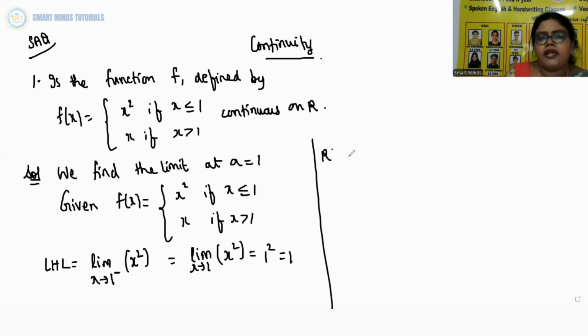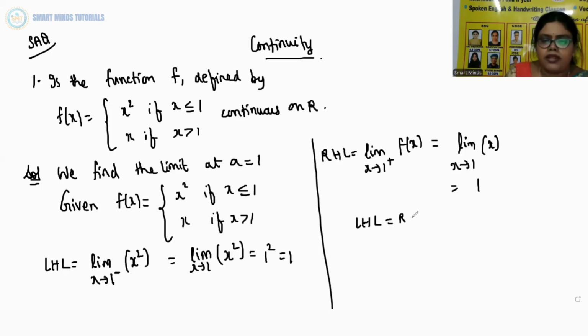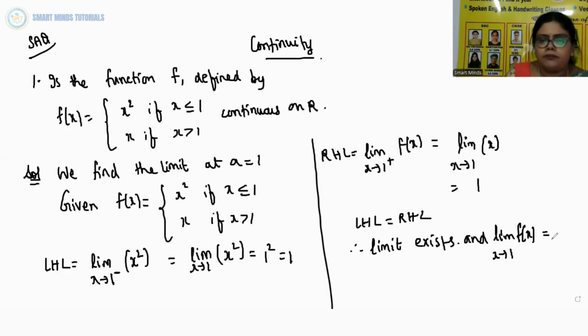Now we need to take right hand limit. Right hand limit is limit x tends to 1 plus f of x. Now which is the function we need to choose? Where x is greater than 1. So limit x tends to 1, we need to take x. So in the place of x you substitute 1. So you got left hand limit is equal to right hand limit. Therefore limit exists, and limit f of x as x tends to 1 is equal to 1.